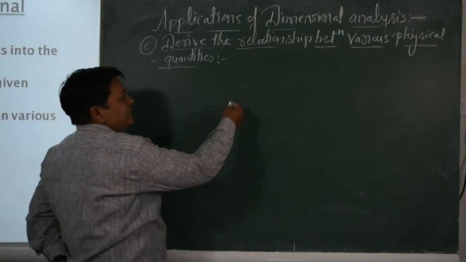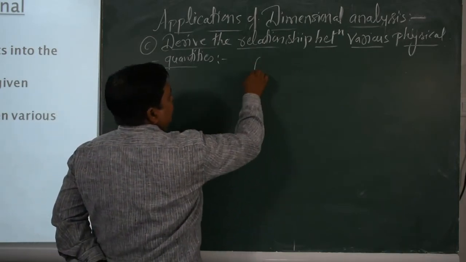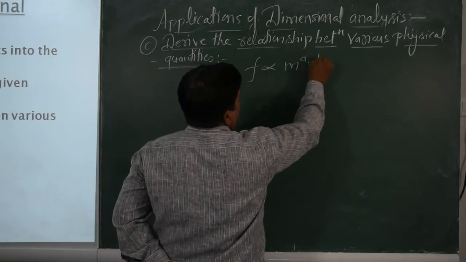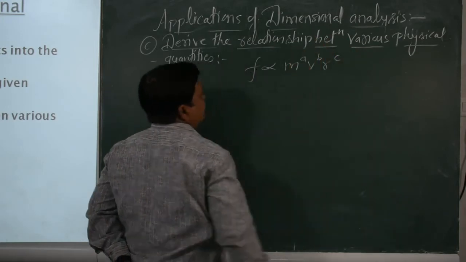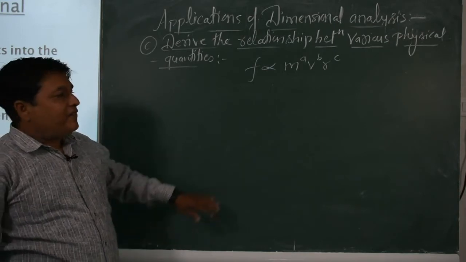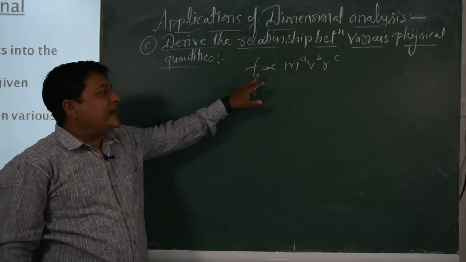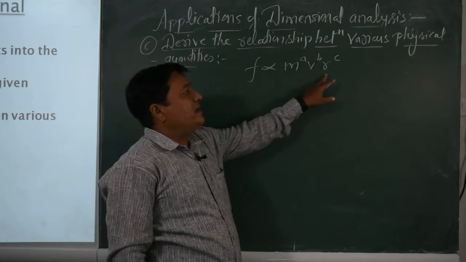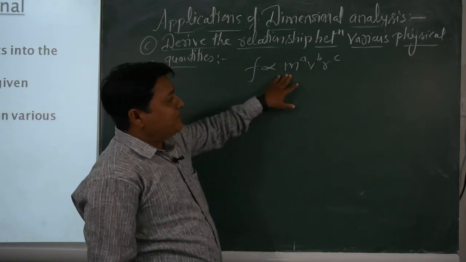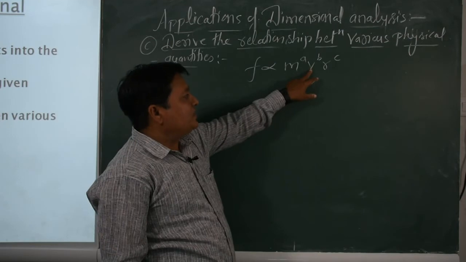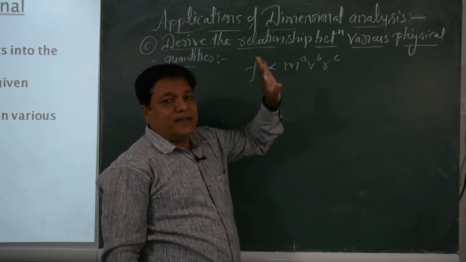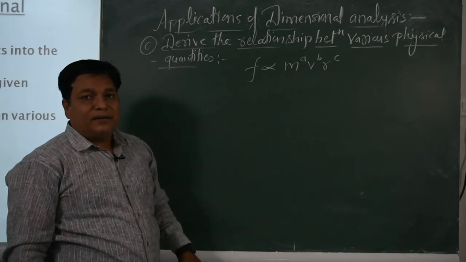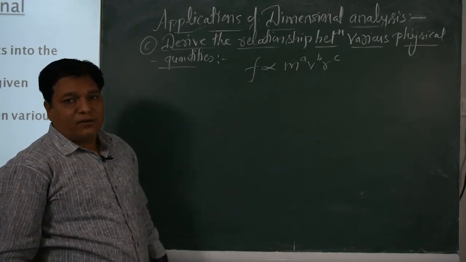Let us suppose any term F is proportional to m to the power a, v to the power b and r to the power c. F is supposed to be force, is directly proportional to m to the power a, v to the power b and r to the power c, where m is mass of an object, v is velocity of an object and r is the radius of circle. What will be the relation between this? Let us find out by using the dimensional formula.